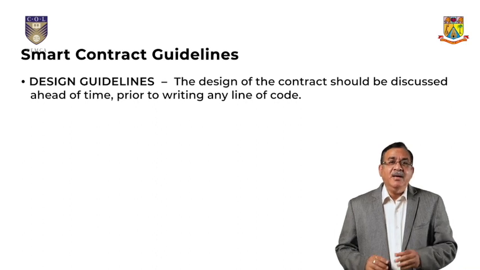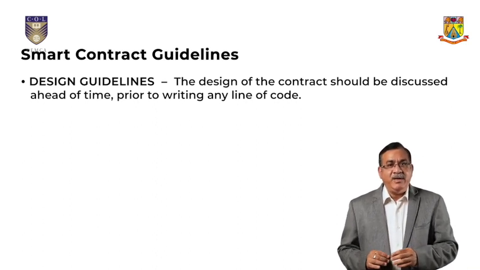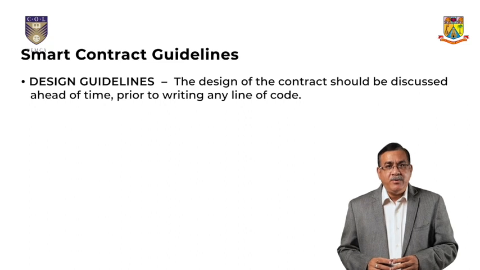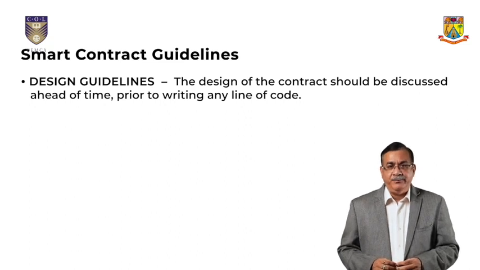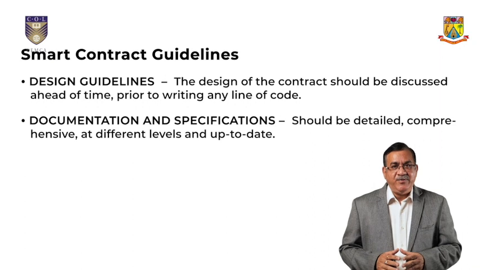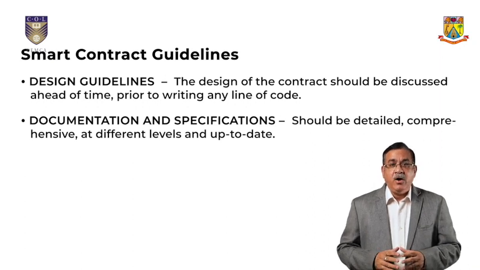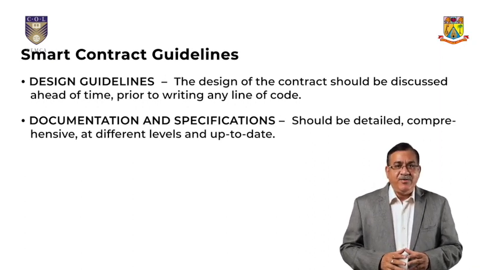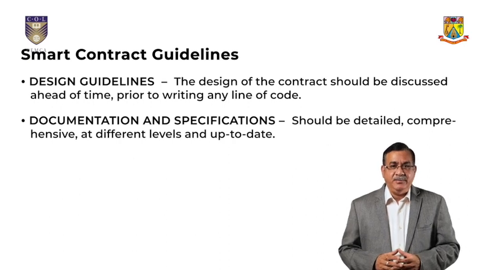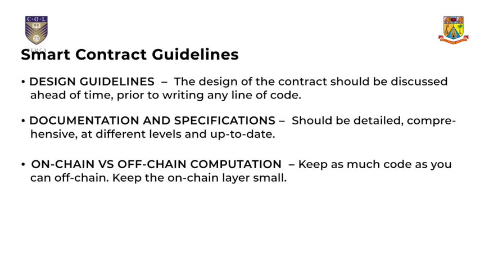Summarizing the guidelines. Design. The design of the smart contract should be discussed ahead of time prior to writing any line of code. Documentation and specifications should be detailed, comprehensive, at different levels and up to date. On-chain versus off-chain. What needs to be kept or computed off-chain and what needs to be kept or computed on-chain. It is advised to keep the on-chain layer small.